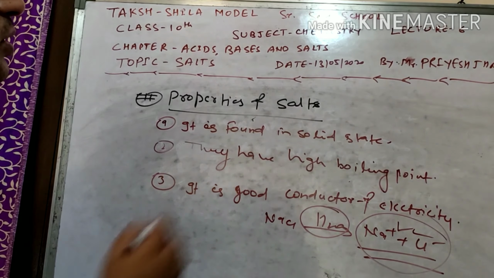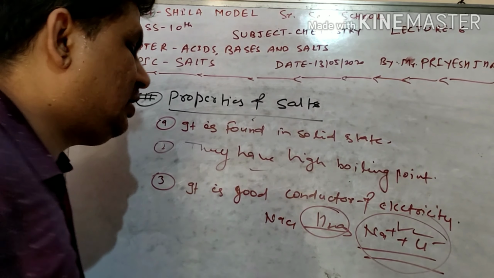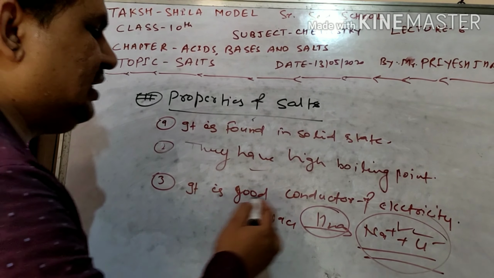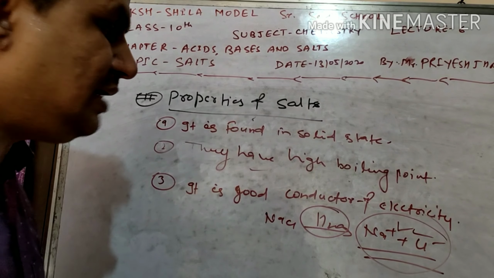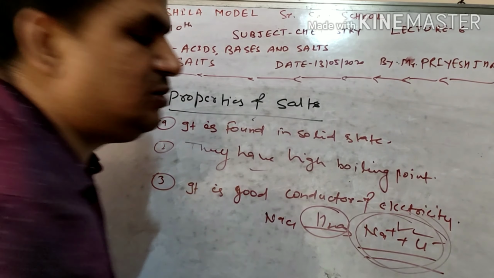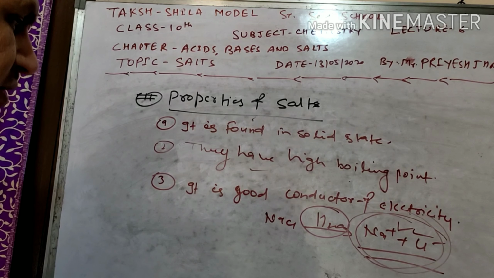So the one property, it is generally found in solid states. Second, they have high boiling points and melting points, and it is a good conductor of electricity, और ये बिहेव्स लाइक एन इलेक्ट्रोलाइट. क्यों? क्योंकि ये आयंस में टूटते हैं, और आयंस में टूटने के कारण इसकी कंडक्टिविटी इंक्रीज हो जाती है.